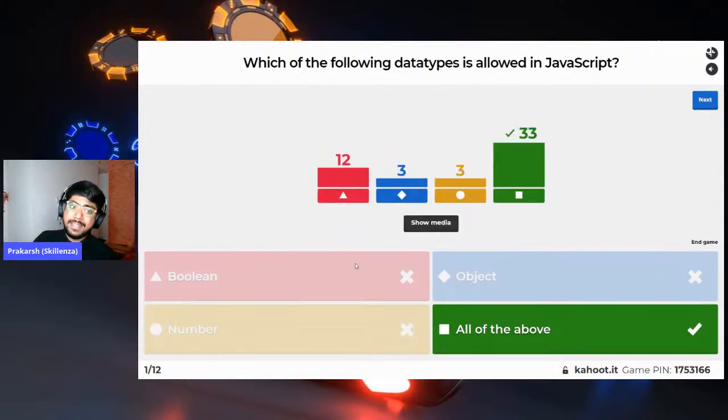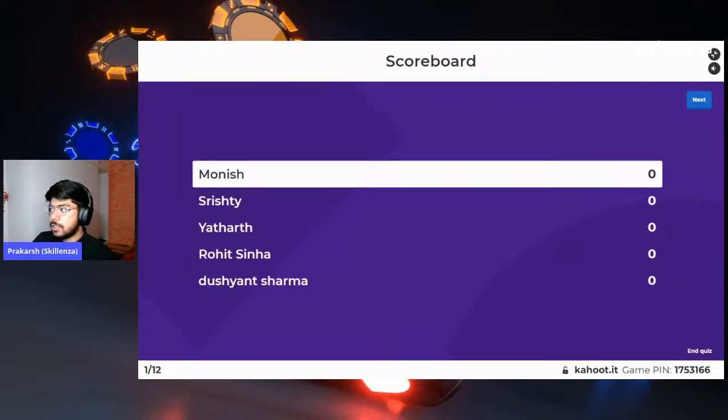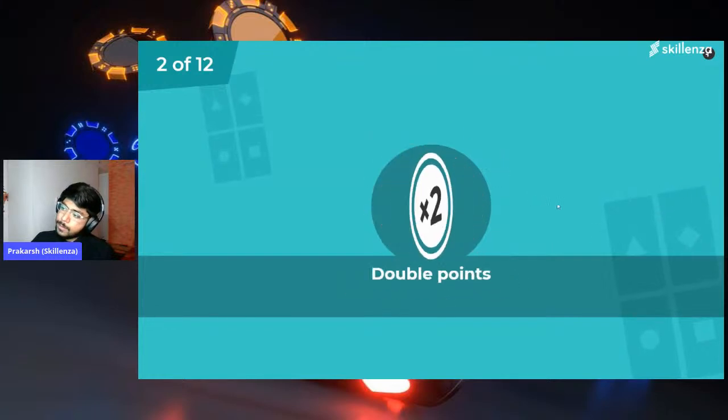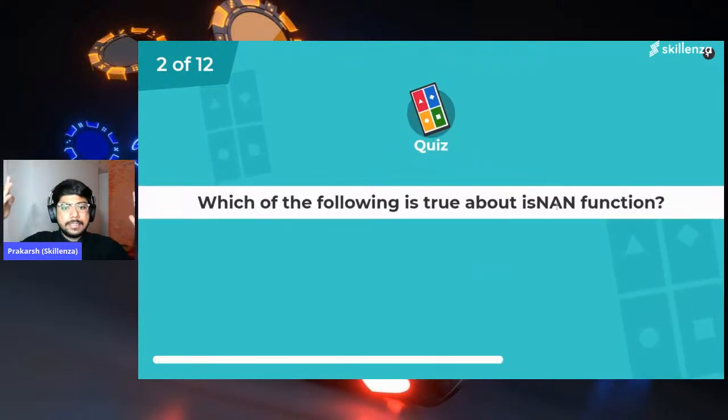People still made a mistake. Oops. Monish is at number one. Then we have Srishti. And then we have Yathart. Rohit and Dushant are in the leaderboard. Ooh, double points.